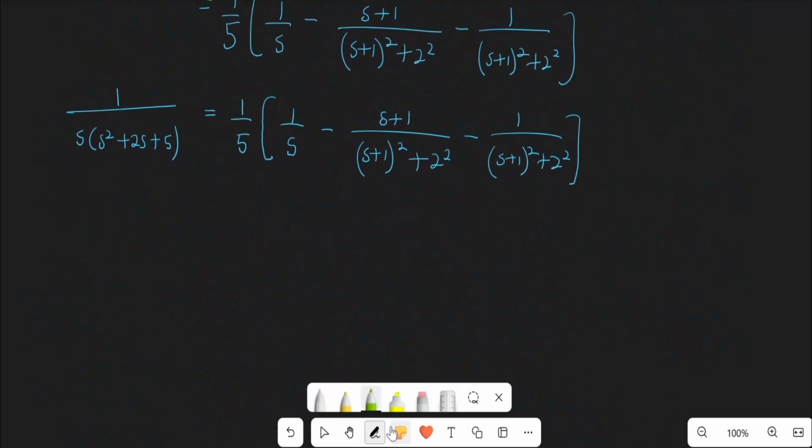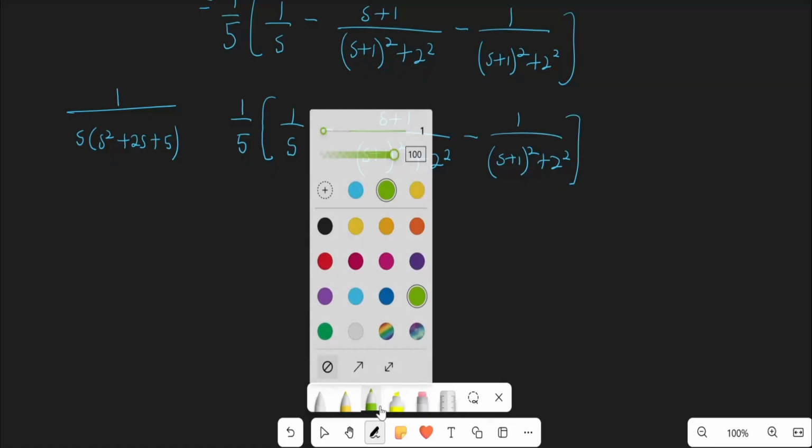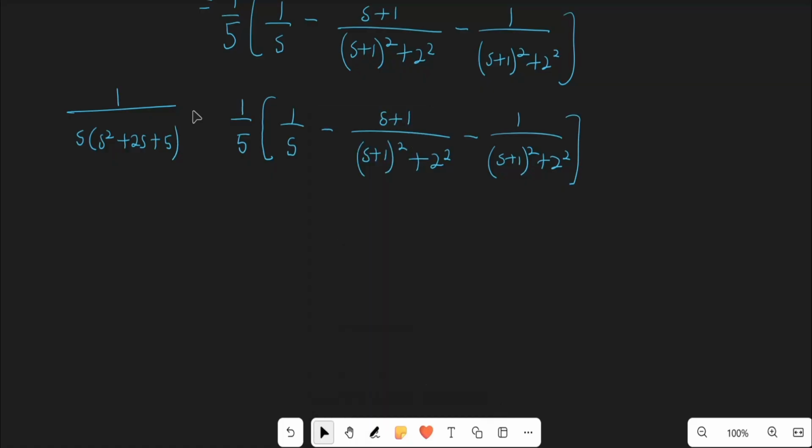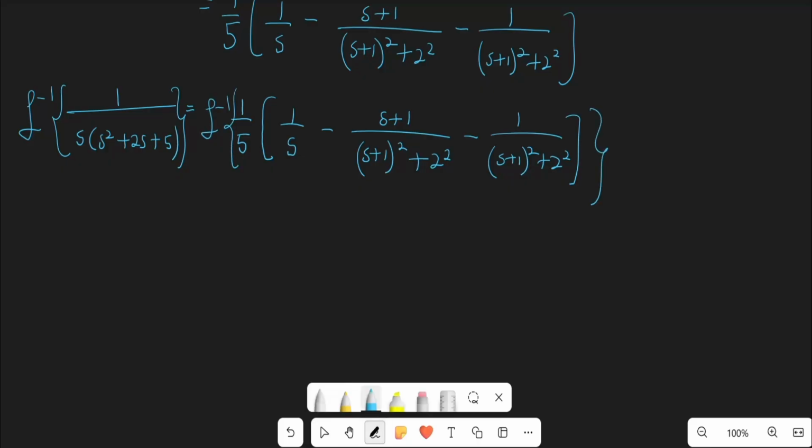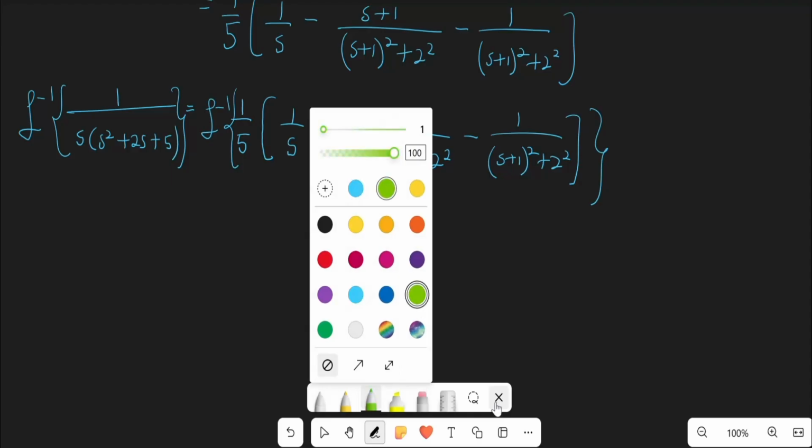So now let me go ahead and clean this one so that I can have space. So this is f(t), this one. So we are now going to take the Laplace inverse. I'm sorry about this. Laplace inverse of this, and that is equal to the Laplace inverse of everything that we have here. Cool. So now let's do that.